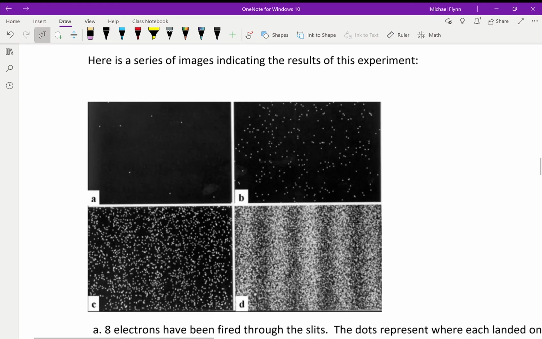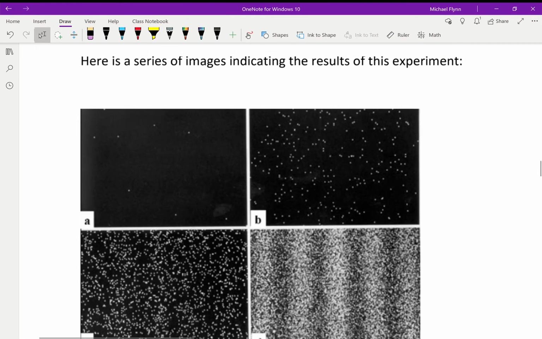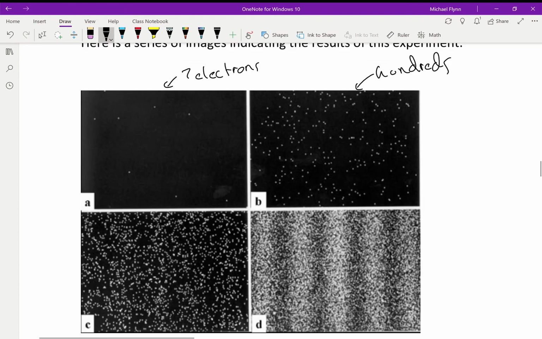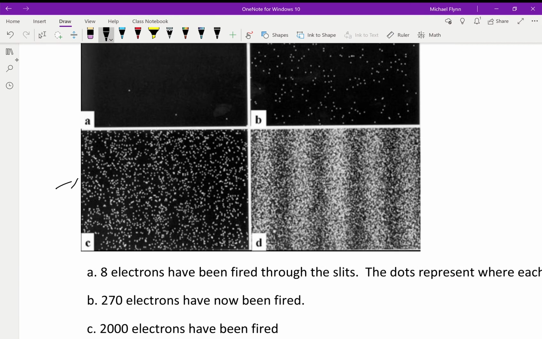Now I want to show you some photos. Okay, so look, here are a few electrons. Let's say 1, 2, 3, 4, 5, 6, here 7 electrons have hit the screen going through the double slit. Now here we have hundreds of electrons that have hit the screen. Here we see thousands. There doesn't seem to be a pattern at first.